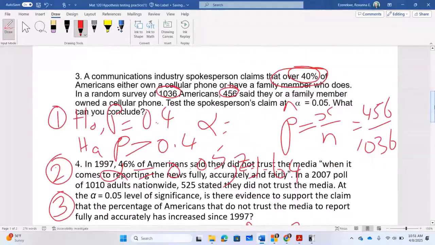Therefore, it is actually true that more than 40% of them have a cell phone. It is actually true that when you go to families now, more than 40% of them have a cell phone. I know that you can actually predict this test before you start.